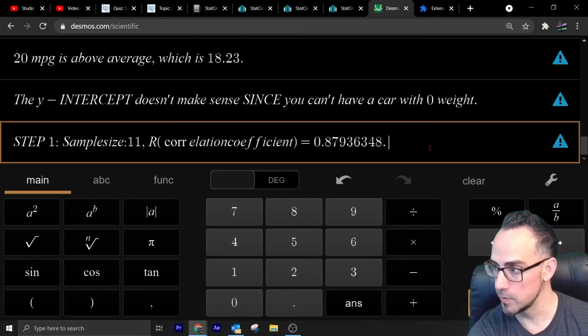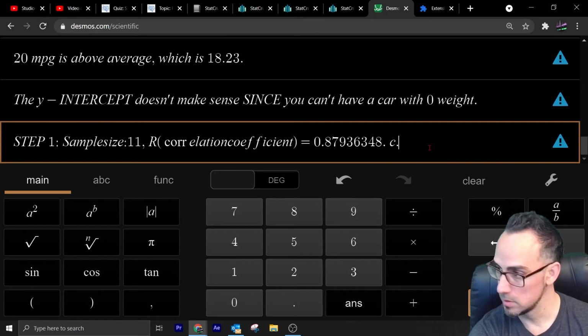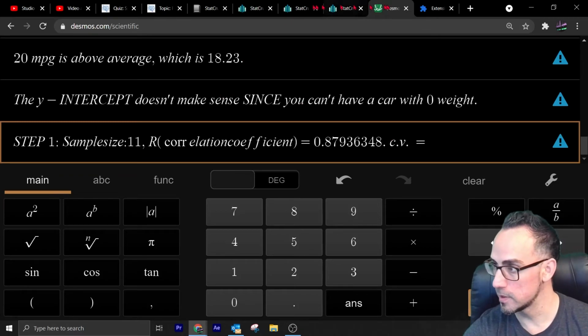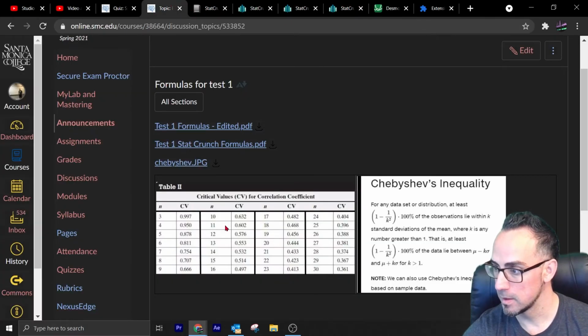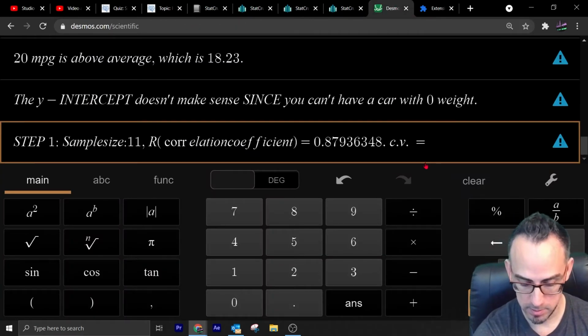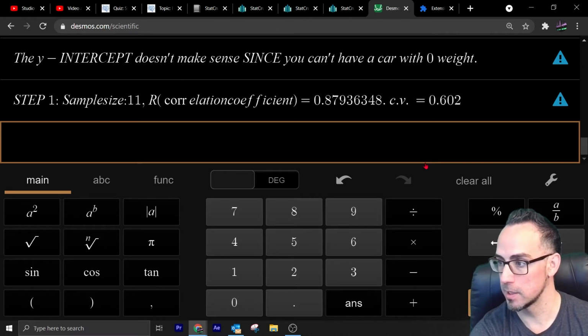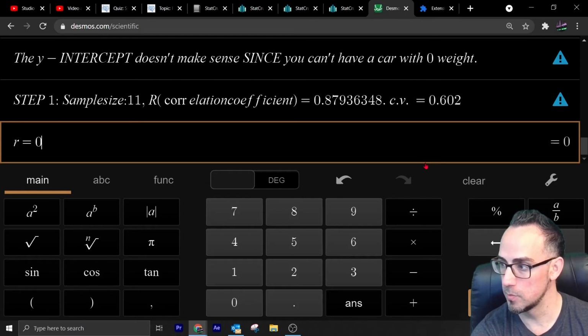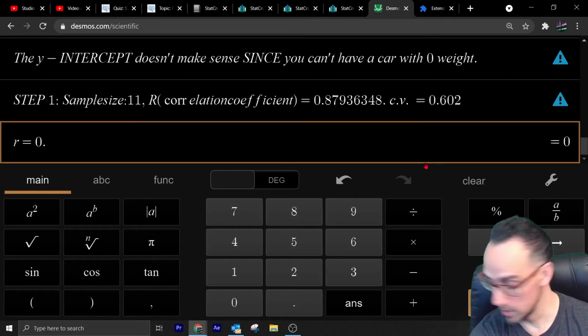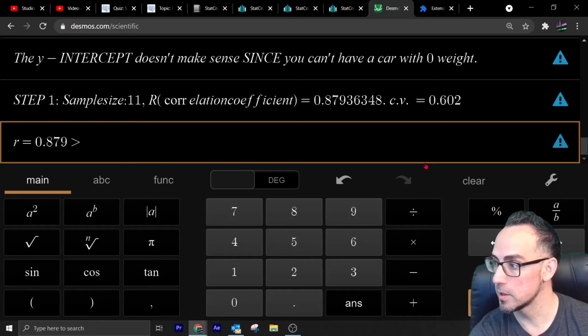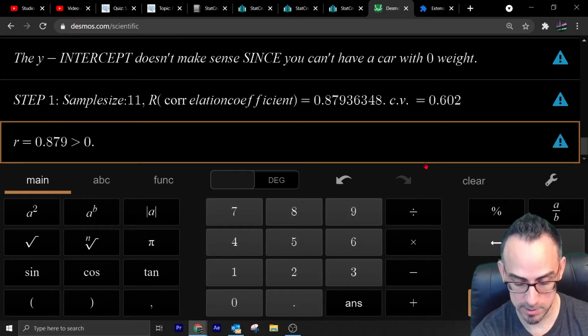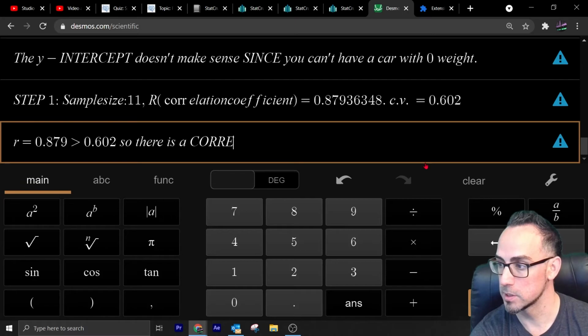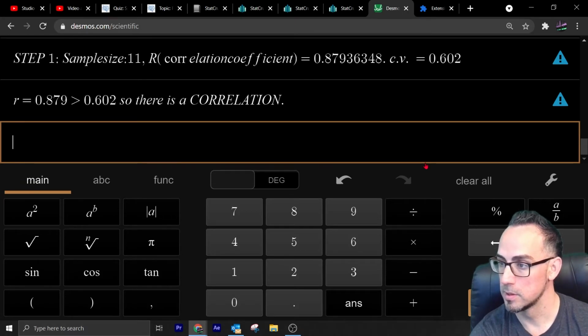For n equals 11, we have a critical value equal to, let's see, where did I put it? 0.602. You see that right there? 0.602. Now I'll say that R equals 0.879, which is greater than the critical value of 0.602. So there is a correlation. Okay, now step 2.